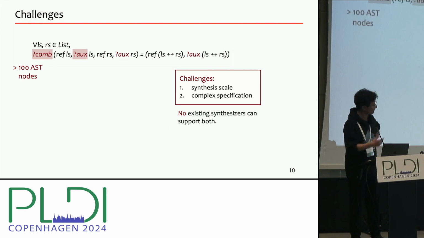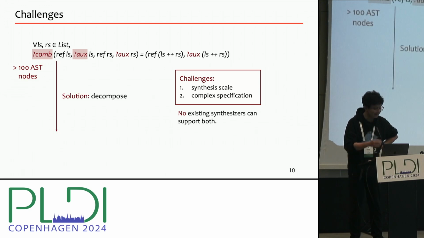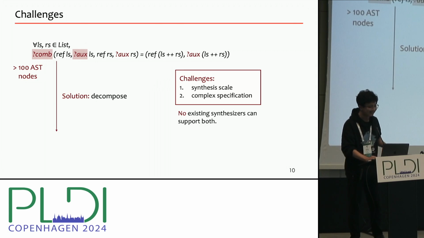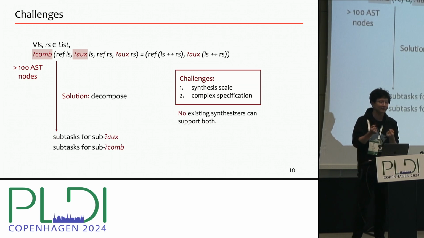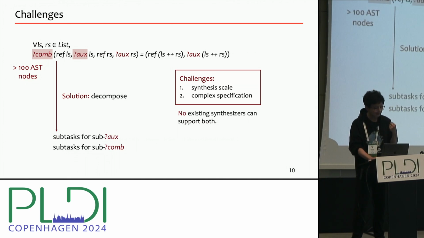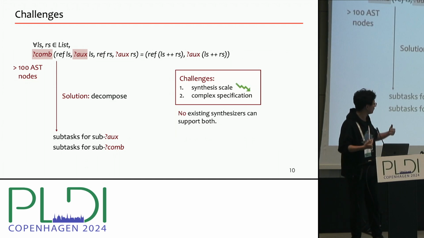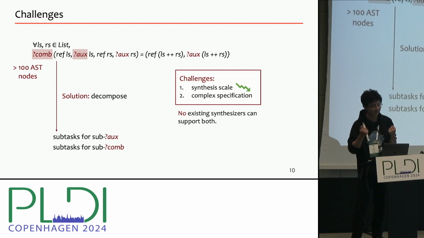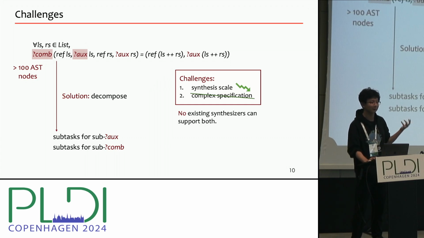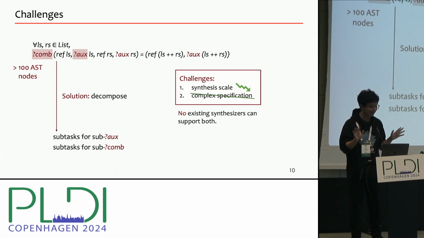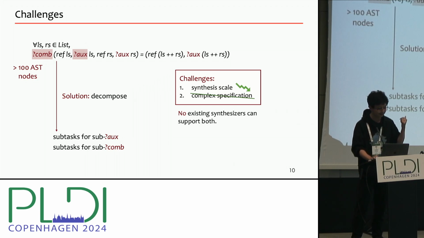Okay, so how can we solve this challenge? Our key idea is to decompose, which is pretty close to the previous presentation here. Maybe we can use some rules to decompose the whole synthesis problem into a series of subtasks, each with a simpler form. On the one hand, we can reduce the synthesis scale because in each subtask, we only need to consider a subprogram of some synthesis target. On the other hand, the specification becomes simpler because in each subtask, there is only one unknown program involved. So this is just a high-level idea, and I will then show you how we can do this decomposition.